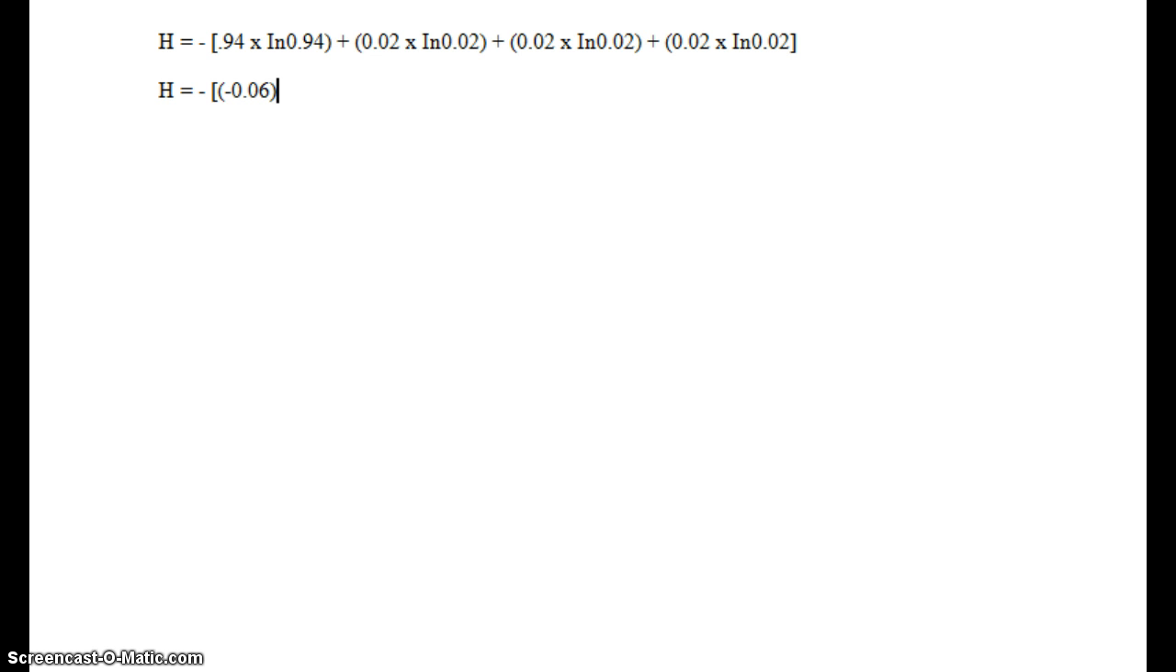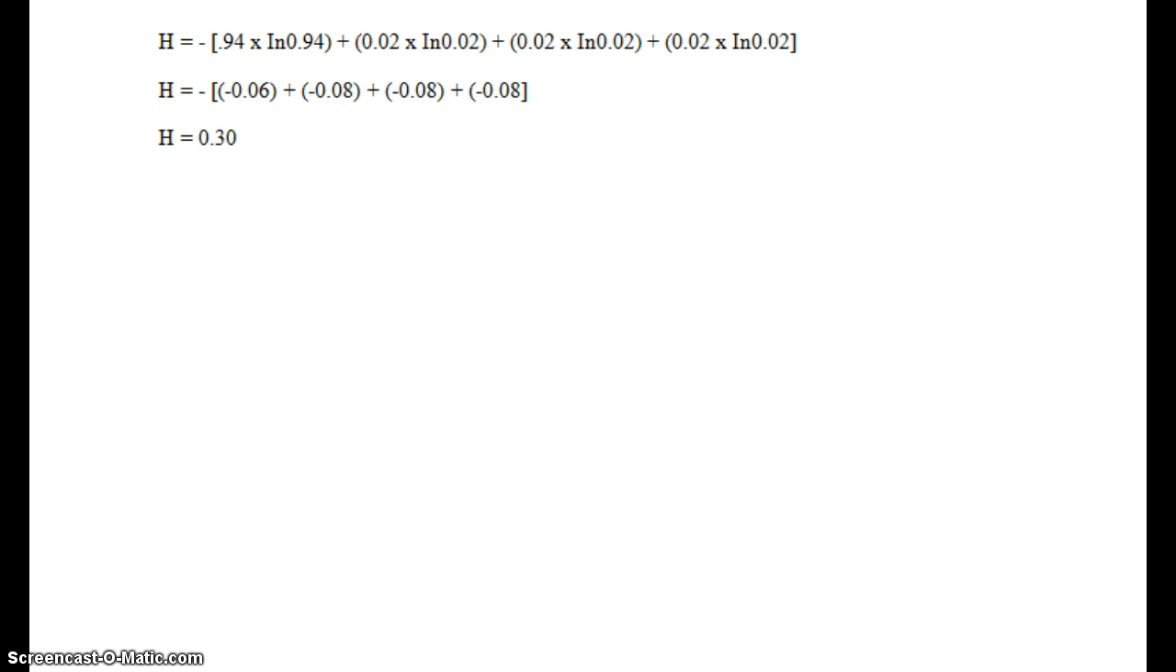When you do this out, you get H equals negative 0.06 plus negative 0.08. Then you have that 3 more times, giving you a final answer of H equals 0.30. Because this value of H is lower than the value we calculated for the first community, we can conclude that the second community has lower diversity.